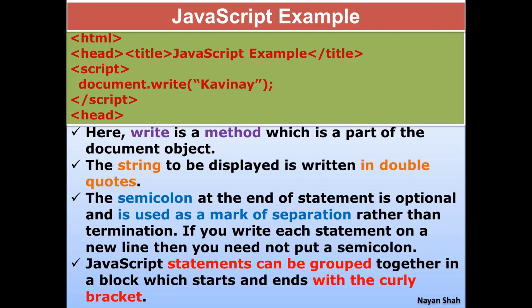Semicolon at the end of the statement is optional. It's a mark of separation rather than termination. It means if you are writing multiple JavaScript statements on the same line, then they must be separated by semicolons. But if you are writing every statement on a new line, you may omit writing the semicolon. But it's good practice to put a semicolon at the end of every statement. Statements can be grouped together in a block which starts with an open curly bracket and ends with a closing curly bracket. We will see that practically.